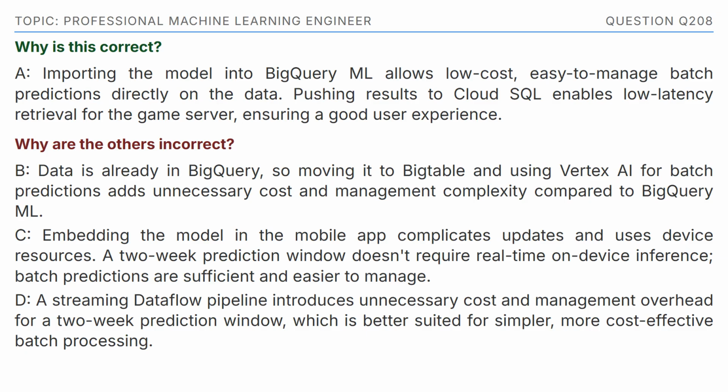C. Embedding the model in the mobile app complicates updates and uses device resources. A 2-week prediction window doesn't require real-time on-device inference. Batch predictions are sufficient and easier to manage. D. A streaming Dataflow pipeline introduces unnecessary cost and management overhead for a 2-week prediction window, which is better suited for simpler, more cost-effective batch processing.